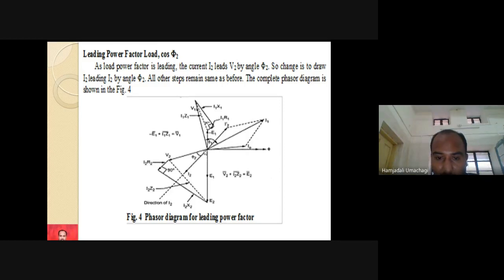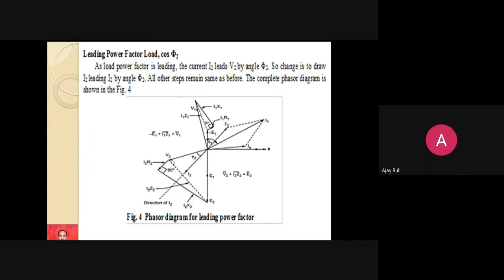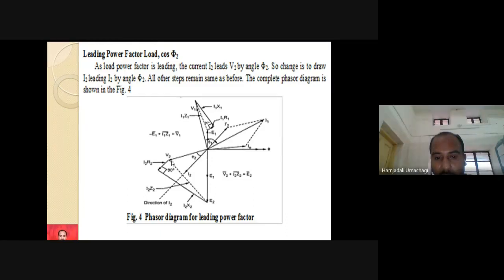Then assume V2 in one particular direction. Now we are assuming V2 in one particular direction. Now comes the type of connected load. What is the type of connected load here? Yes? Capacitive load. Who said resistive? Are you there? Here we are discussing the capacitive load now.